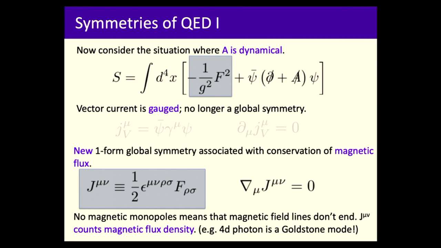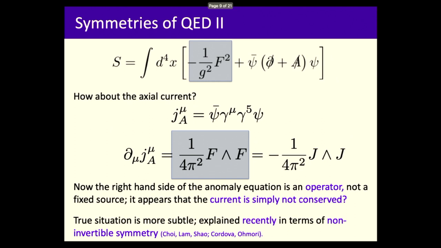Okay. So now, how about the axial current? What's happening with the axial current? So remember before, I had that d mu j mu was equal to f wedge f. When E&M was frozen, this was a 't Hooft anomaly, and we understood it very well. But now that E&M is no longer frozen, the field strength is fluctuating around like crazy. And now this is an operator, which is just non-zero, generically. And so it just looks like the current is simply not conserved anymore. Okay, it looks like we just lost the current.